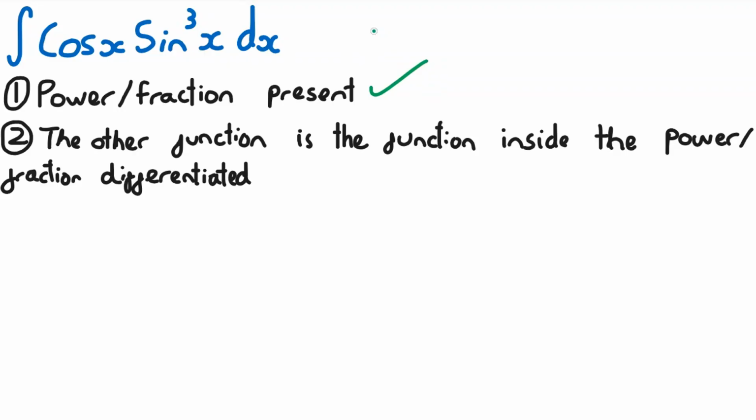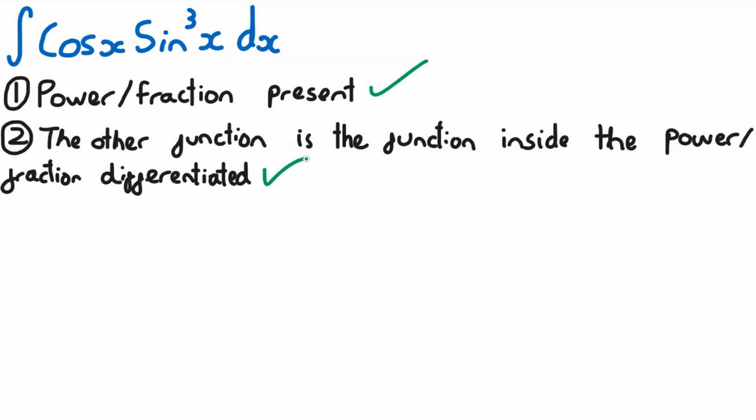And the second clue is that the other function present is the function inside the power or the fraction differentiated. So what this means is, we have this power of 3 here, and the function inside the power is this sin x here. It's inside the power of 3, like this. And if you differentiate sin of x, you get cos of x, and you can see that we have cos of x present here as well.